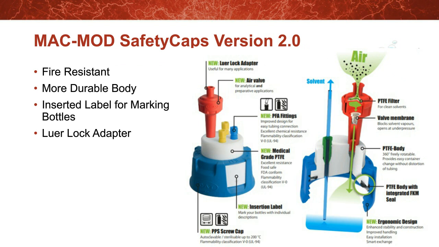In the redesign of the caps, MACMOD Safety Caps version 2.0, the focus was put on creating all caps to be fire resistant, more durable since the polymer that makes up the screw cap itself was changed from polypropylene to polyphenylene sulfide, which makes it a lot harder to break. And convenience of the insertion label to mark the solvent line, which is that little white note card on the cap itself. You can mark A, B, C, or D solvent line that you're pulling solvent from. And the luer lock adapter, which is very convenient if you wanted to connect a syringe filter filled with silica gel for extra protection against contamination.